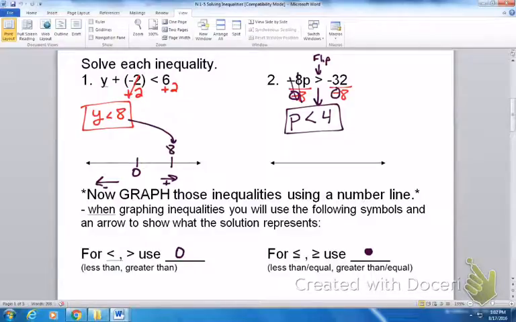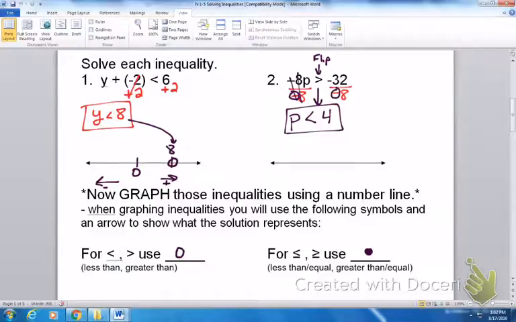Now, what we just talked about with the open point or closed point comes in now. Y is less than 8, so I'm going to put an open circle. Let me undo that. I'm going to put an open circle at 8. But y is less than that. Now, we need to draw an arrow from that point in the direction that gives us all the right answers.